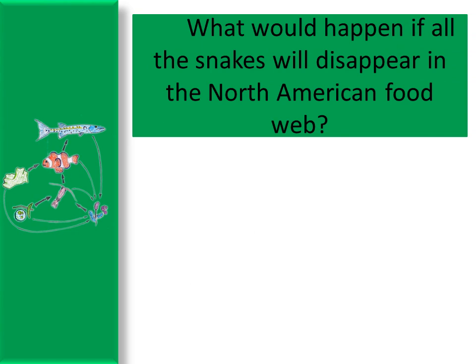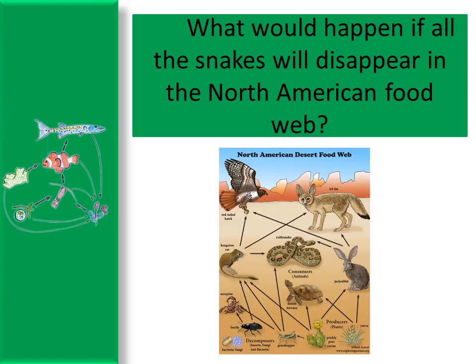What would happen if all the snakes disappeared in the North American food web? Let's say all the snakes, the rattlesnakes, disappeared. What would happen? Which population will become more? Which population will become less? What would happen to the ecosystem there?